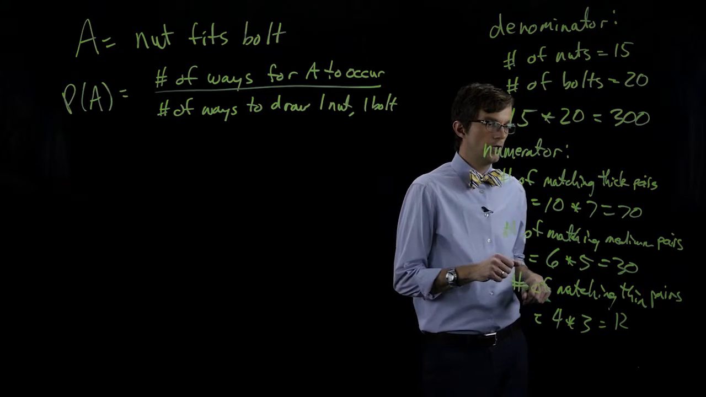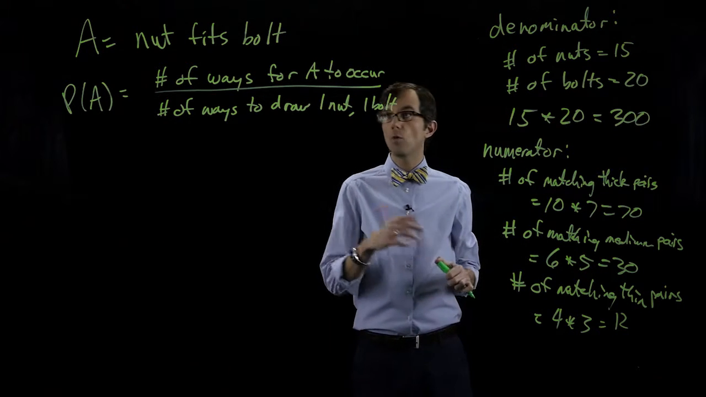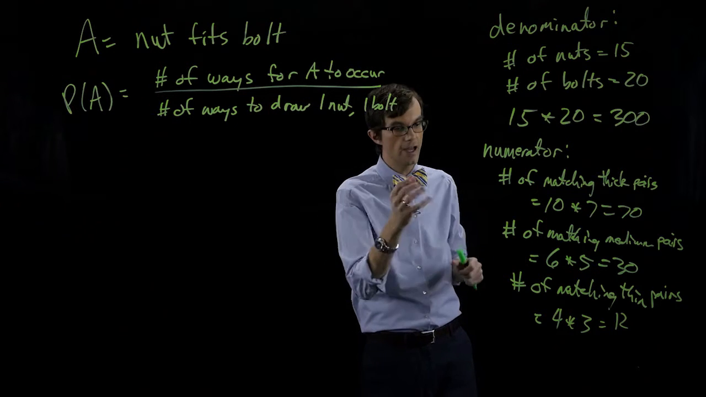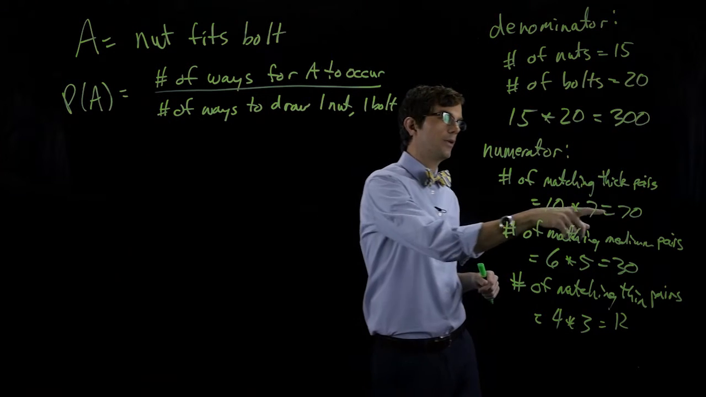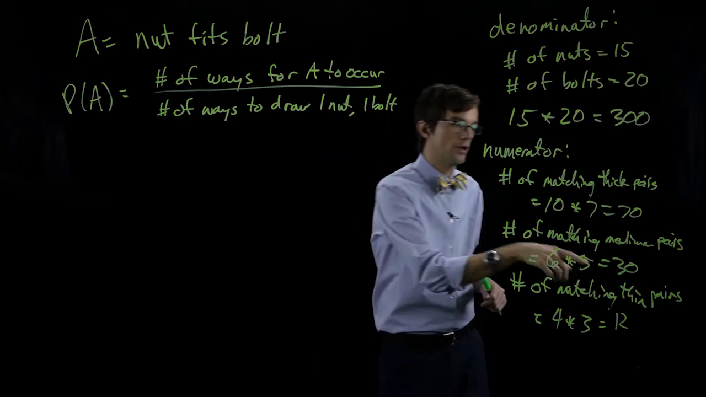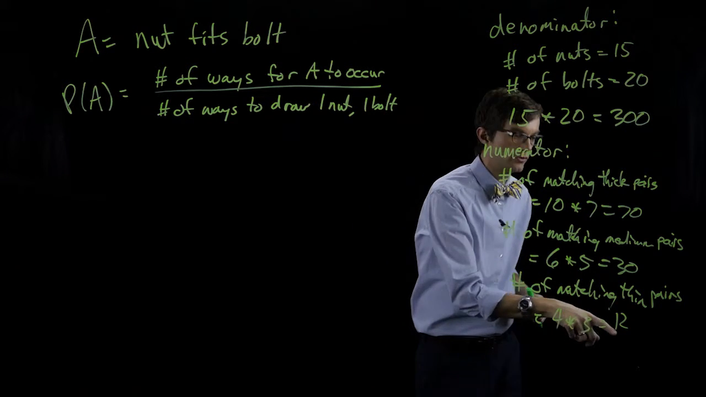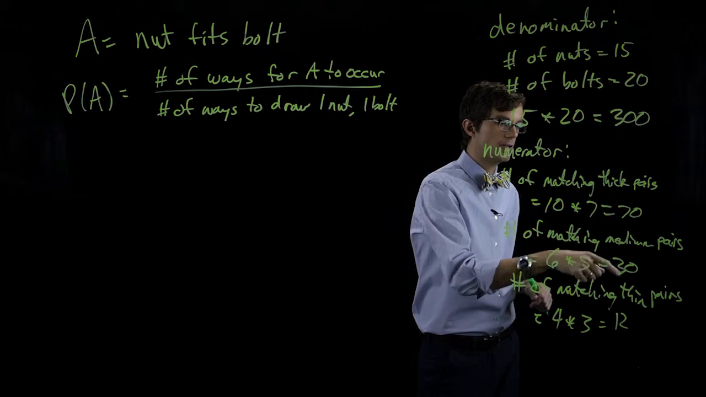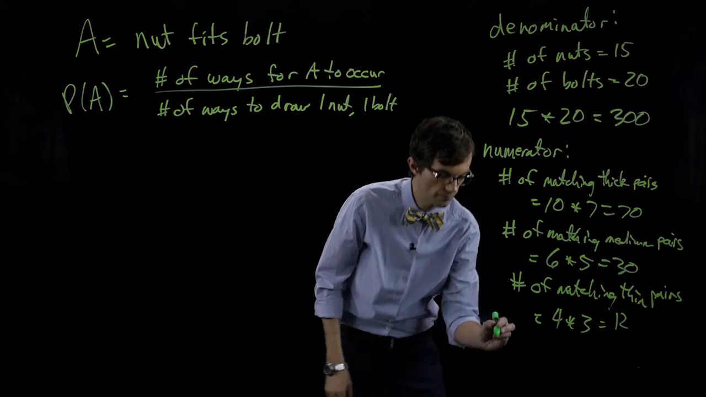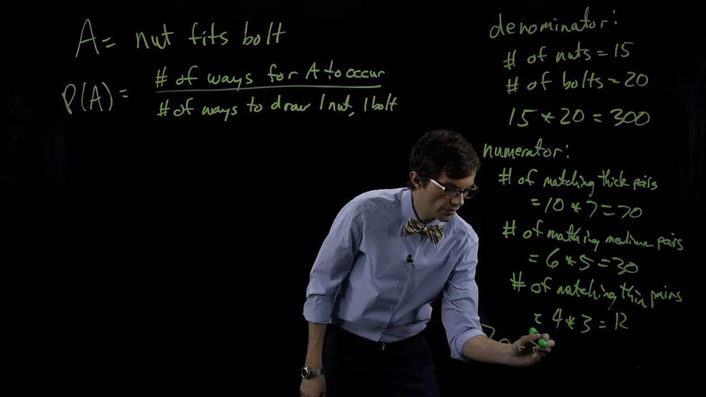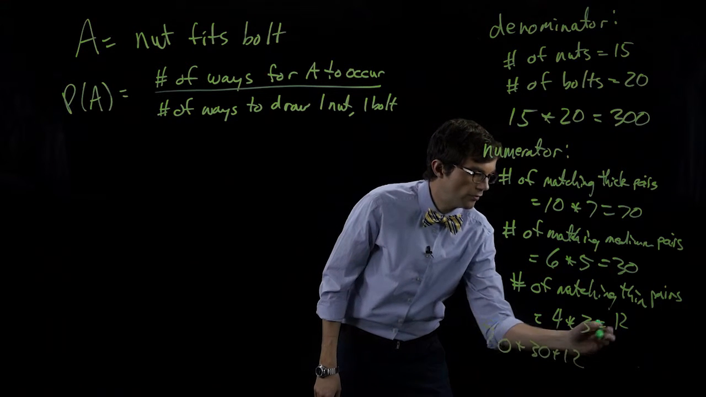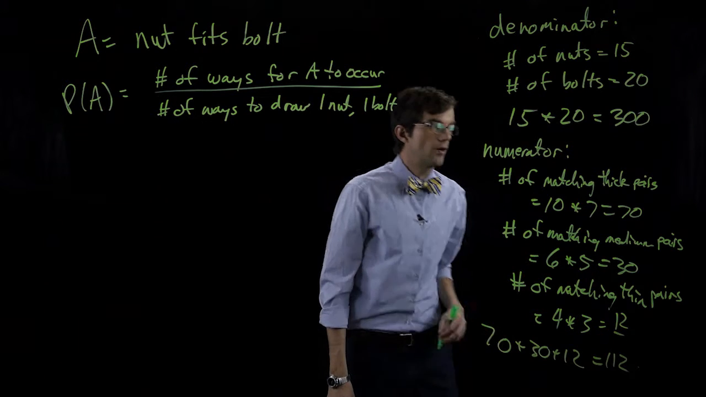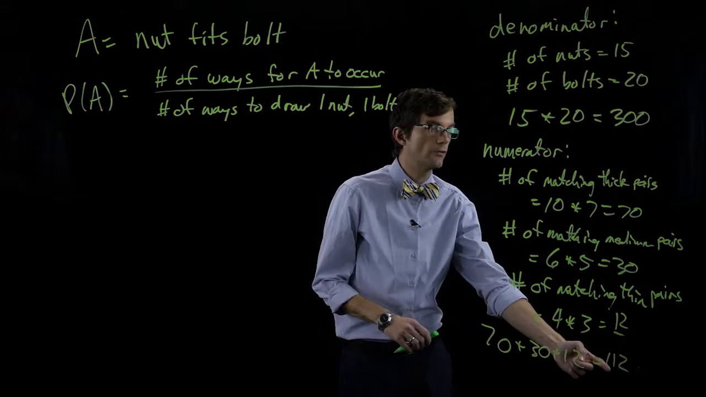So, what are the different ways for us to get a matching pair? A nut and a bolt that fit together. Well, we could have these 70, or these 30, or these 12. So the or implies plus. So 70 plus 30 plus 12, which is 112. So in the numerator, we have 112.